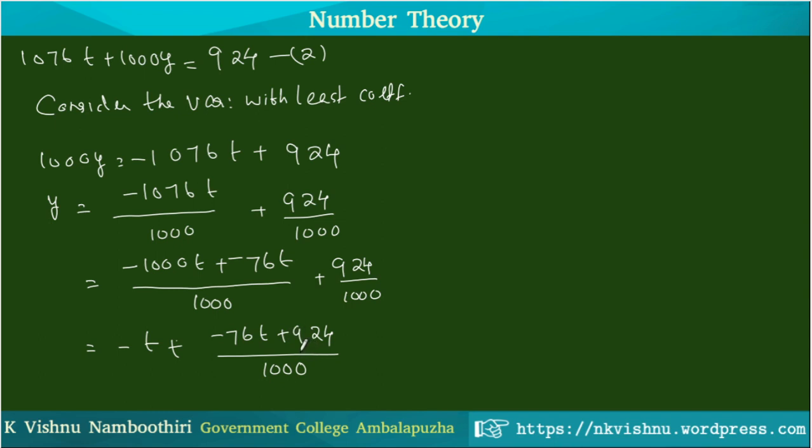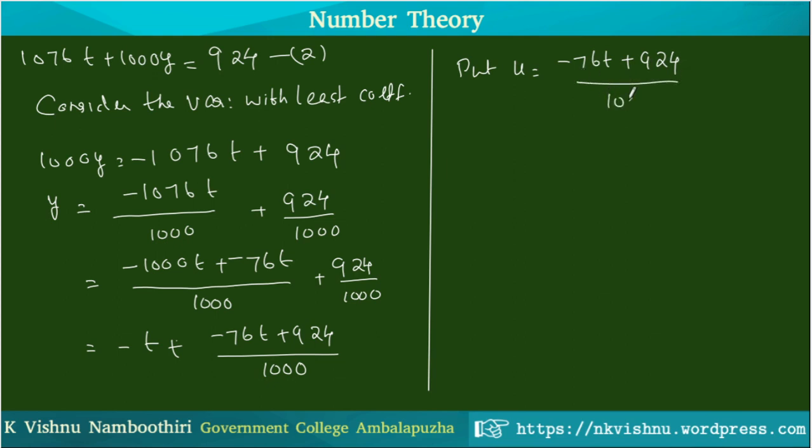So we will call that u. We are keeping on bringing newer and newer variables here. Put u equal to minus 76t plus 924 by 1000. Now bring 1000 to the left side and rearrange. So 1000u plus 76t is equal to 924.